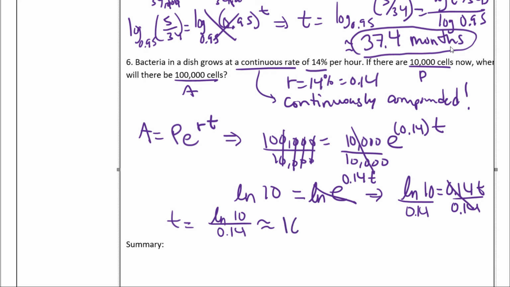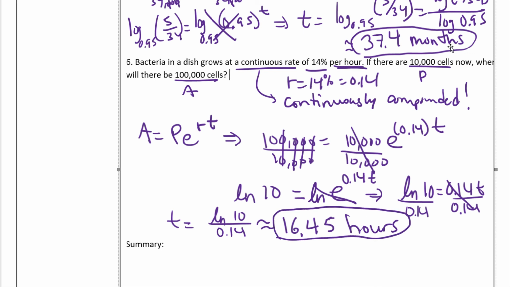So we have 16.45 hours, since we are doing it per hour. So it'll take less than 24 hours, less than 1 day, for the bacteria to grow tenfold from 10,000 to 100,000 cells. That's a pretty quick amount of time for it to grow that quickly. But that's generally how bacteria tends to grow. They tend to grow exponentially.